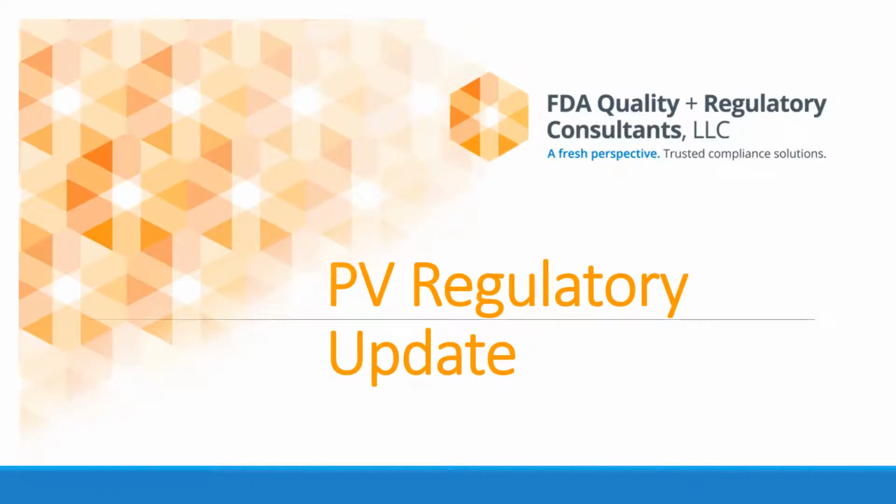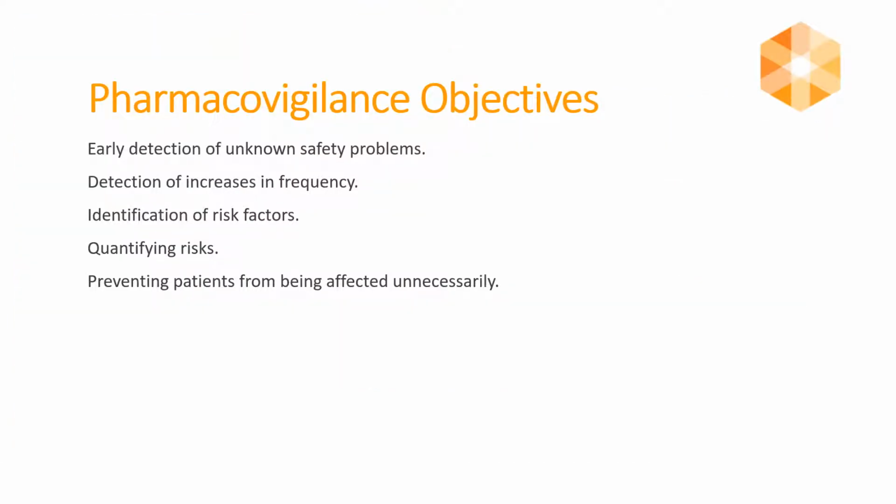Now I'd like to go into the PV portion of this regulatory update. So here, just want to give a quick overview. Within the pharmacovigilance world, the objectives of the program are early detection of unknown safety problems, detection of increases in frequency, identification of risk factors, quantifying risks, and preventing patients from being affected unnecessarily.